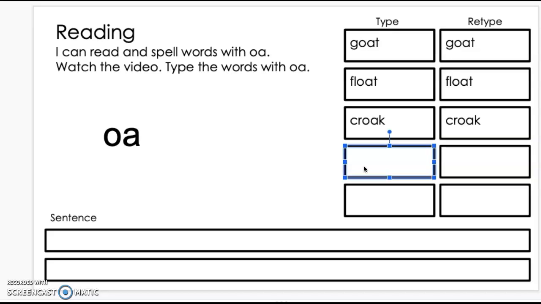All right, the next word is foam. Say it with me. Foam. Sound it out. And if yours look like mine, retype it.